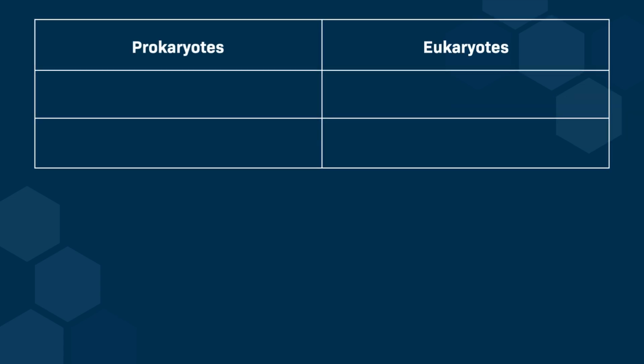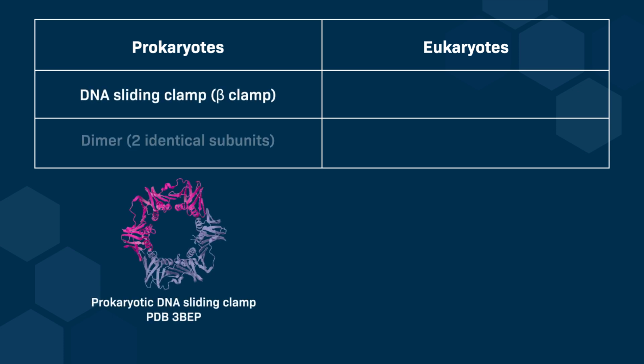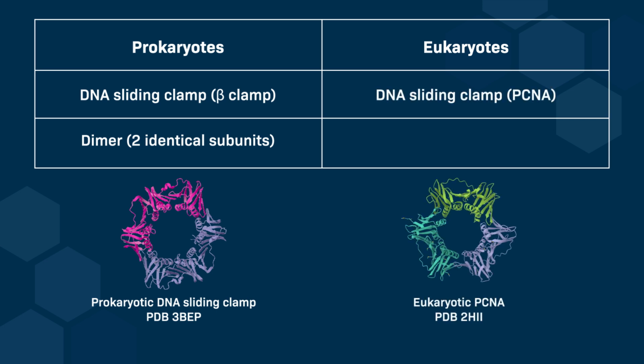In prokaryotes, this function is fulfilled by the DNA sliding clamp, which is a dimer made of two identical subunits. In eukaryotes, the DNA sliding clamp, known as proliferating cell nuclear antigen, PCNA, is a homotrimer, which consists of three identical subunits. These sliding clamps encircle the DNA strands and ensure that the DNA polymerase remains attached to the template. This facilitates rapid and uninterrupted DNA synthesis.